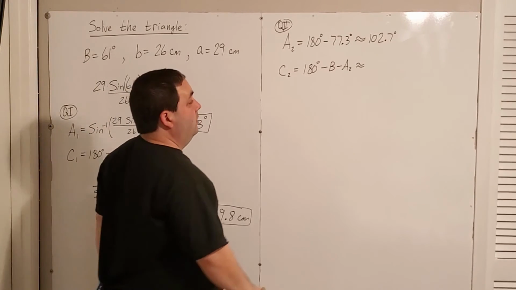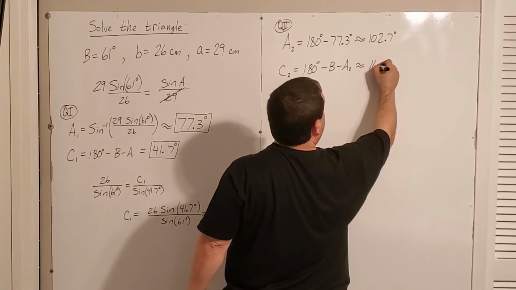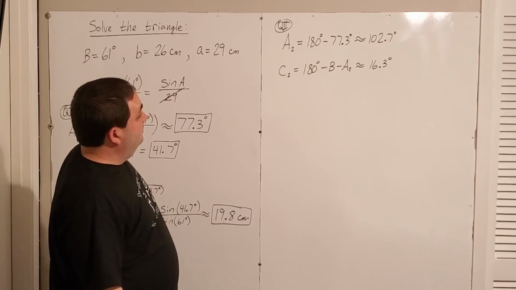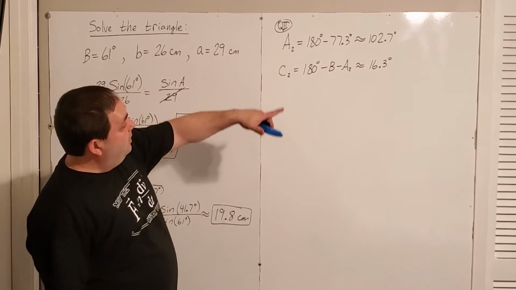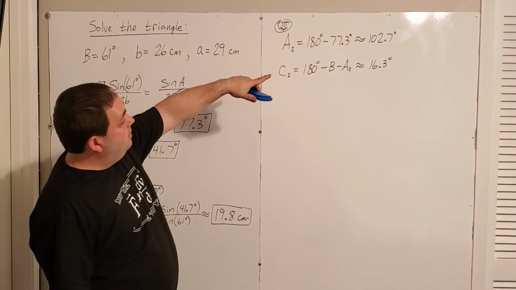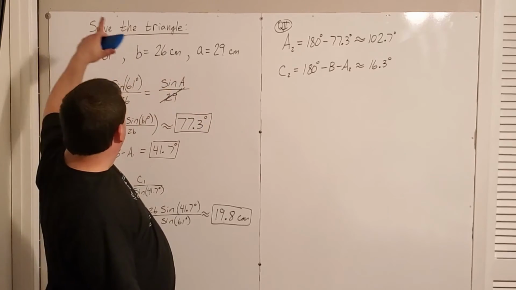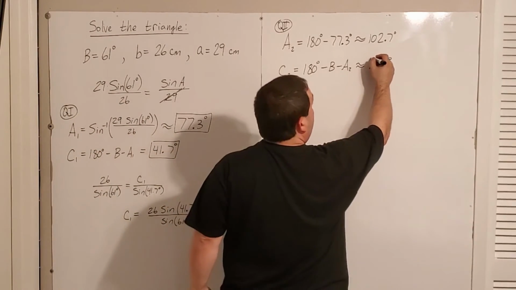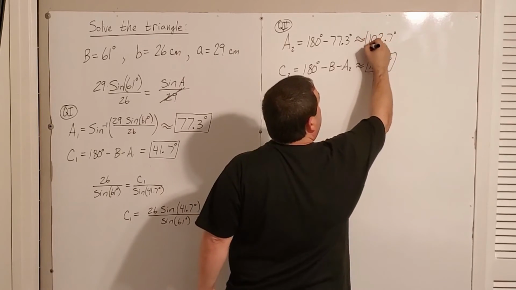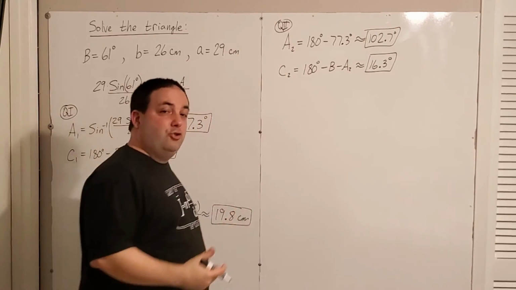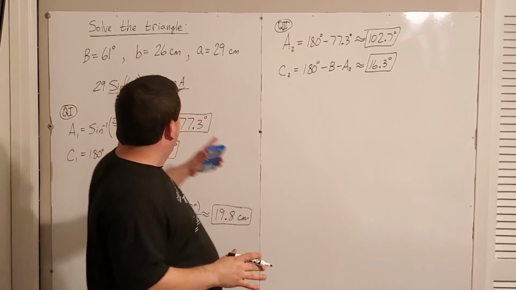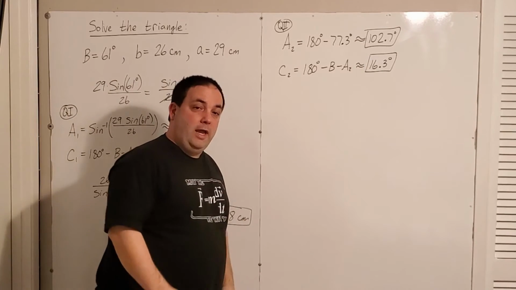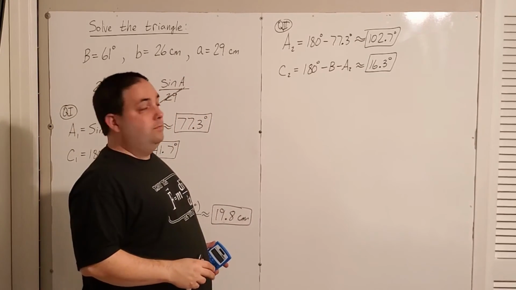So 16.3. Let's double check it. That'd be 103, be 119, be 61. Okay, so notice 16.3 totally works in a triangle. I have a 61, a 102.7, and a 16.3 degree angle. That can be a triangle.